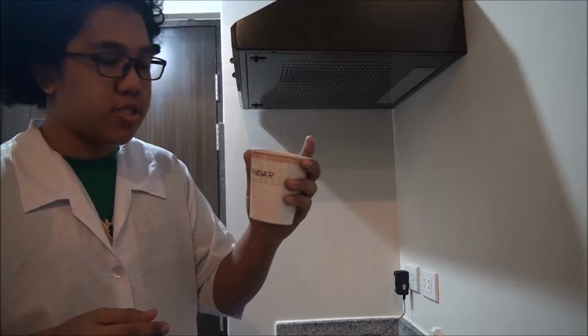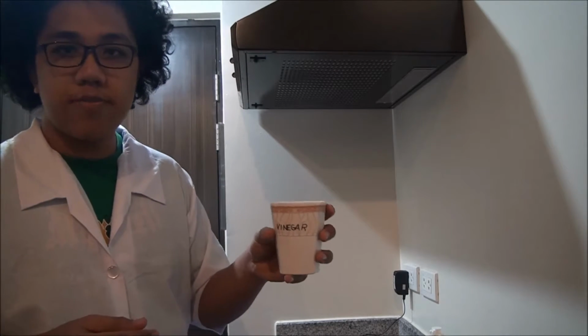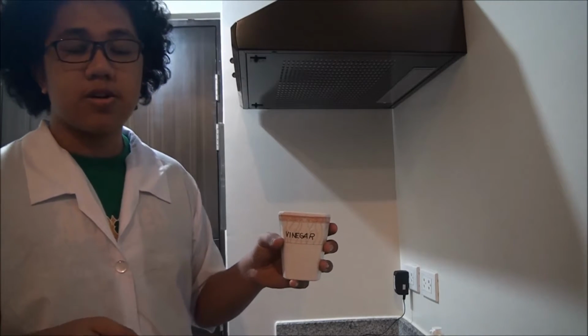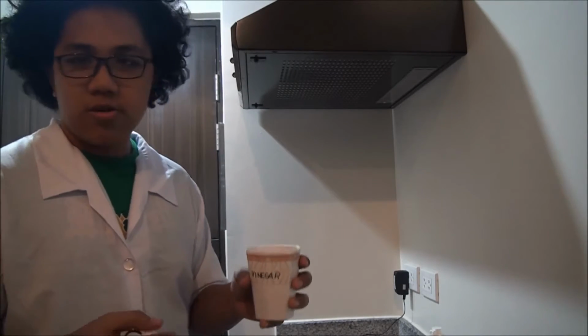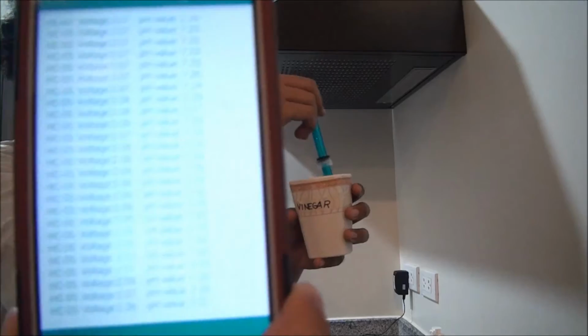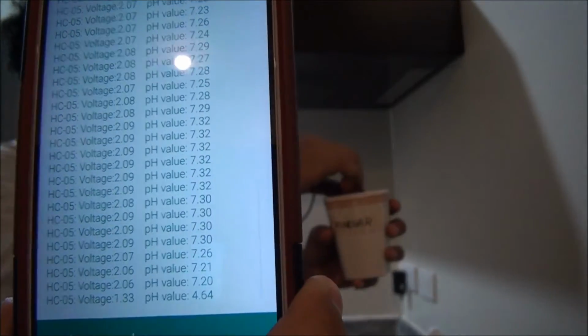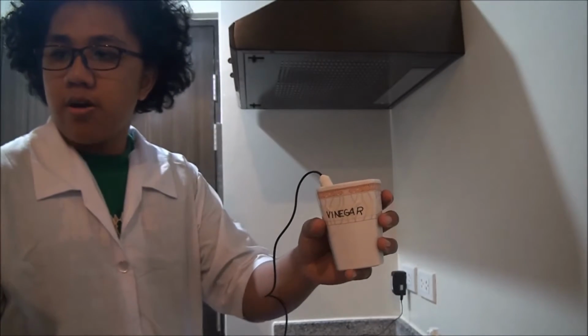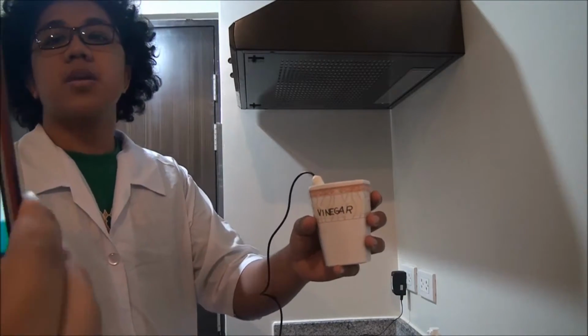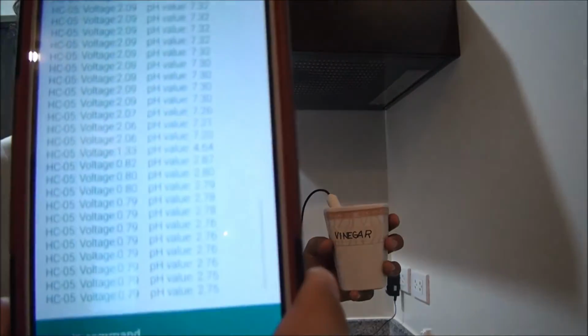For the vinegar, we expect our pH value to drop. Some commercial vinegars have their pH value from 2 to 4. So, Mr. Soralio, show them please. So I'm gonna put it here and let's wait for it to stabilize. May I see our data? So our vinegar has a pH value of about 2.7.